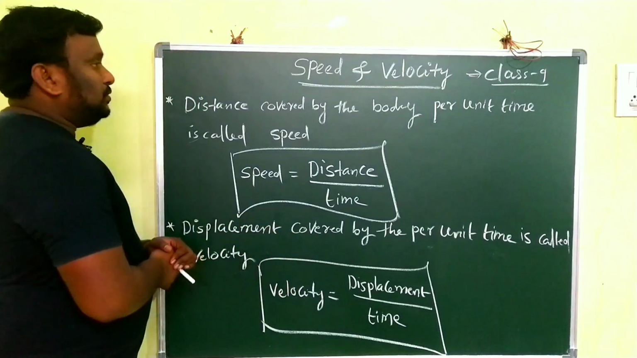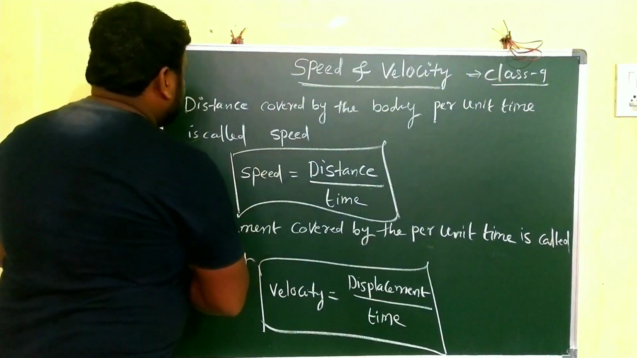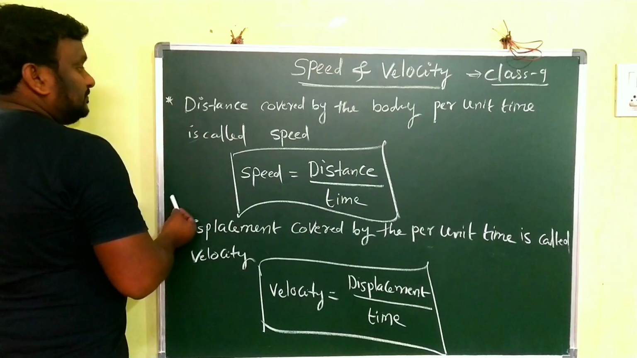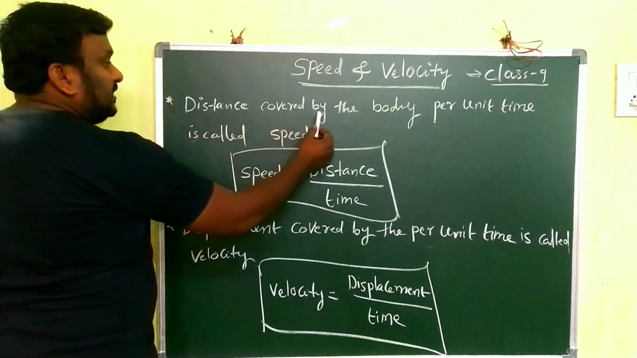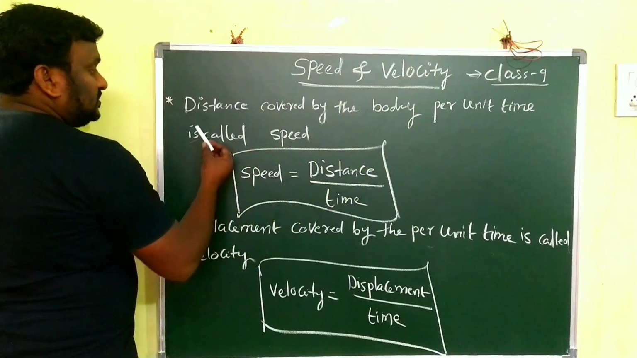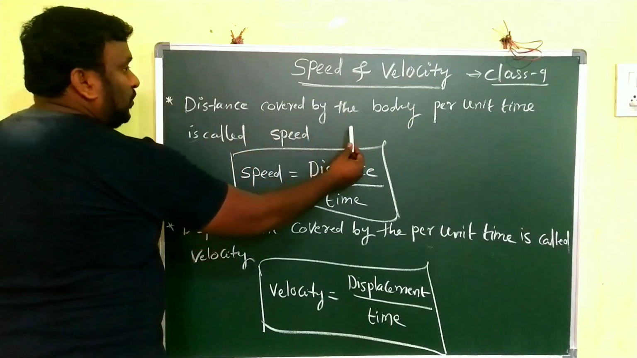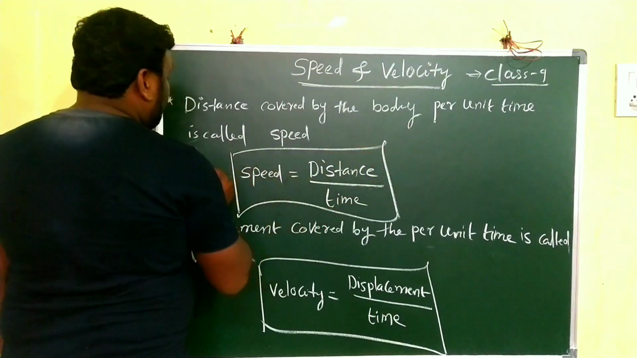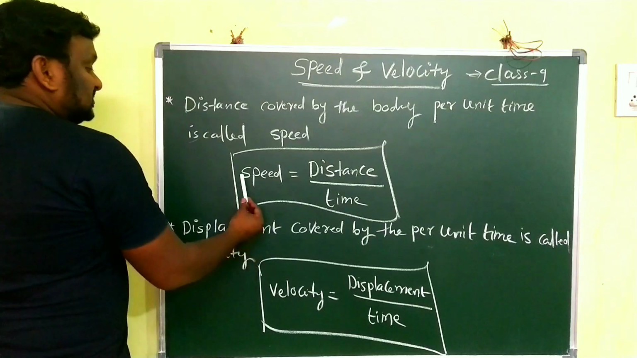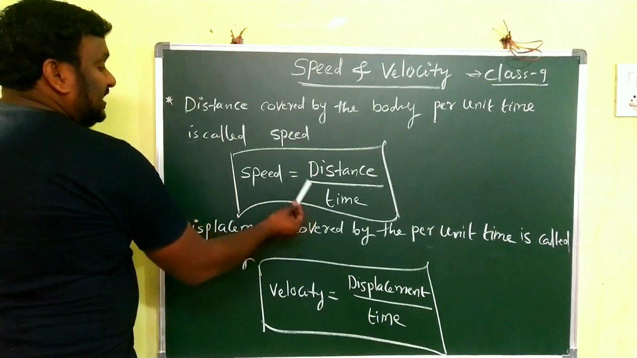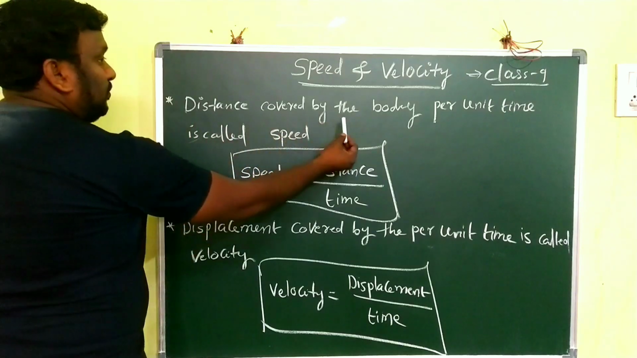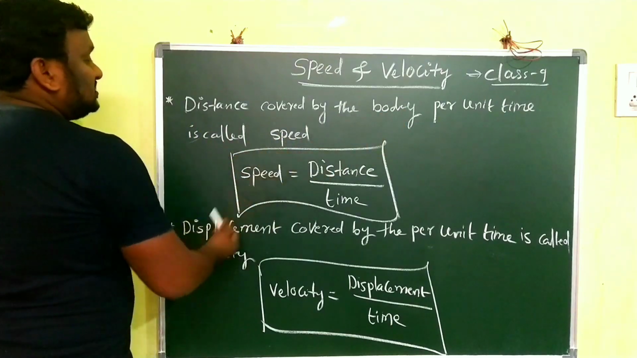Children, on the board we have definitions. First is speed. Speed means the distance covered by the body per unit time is called speed. So speed is equal to distance by time. Clear?